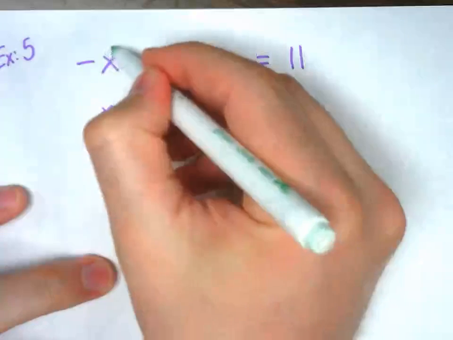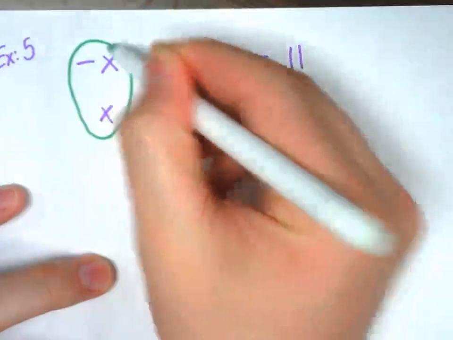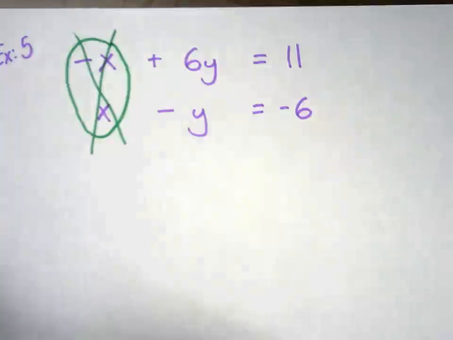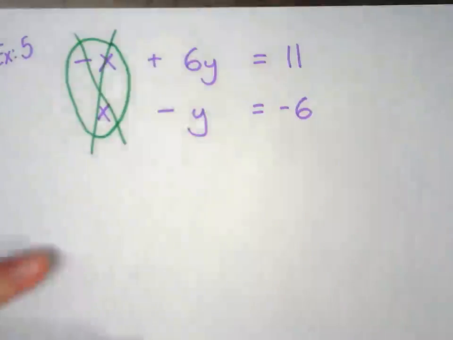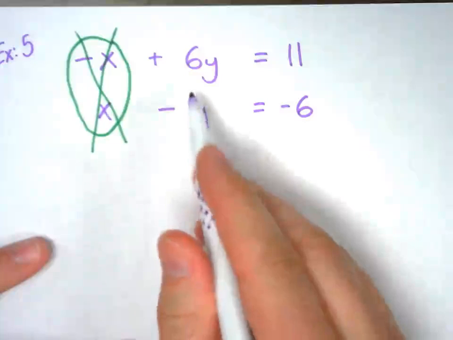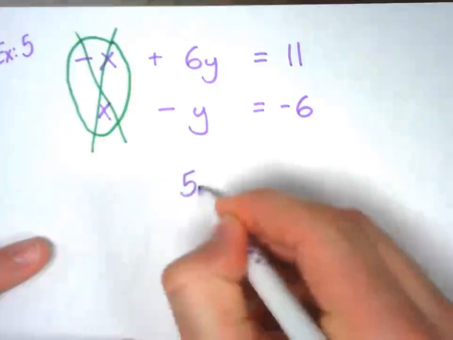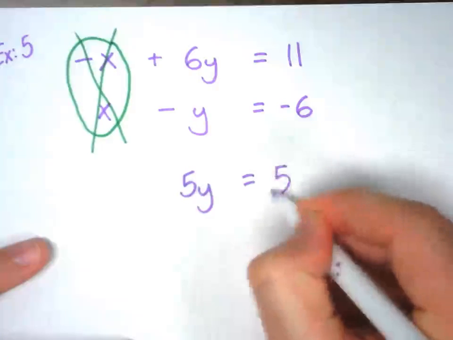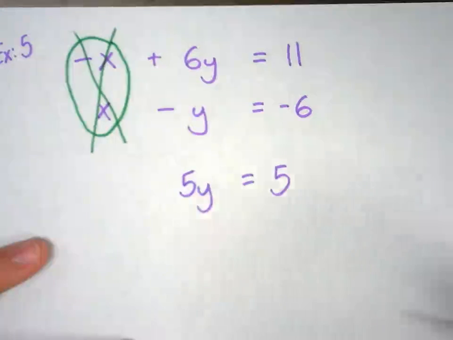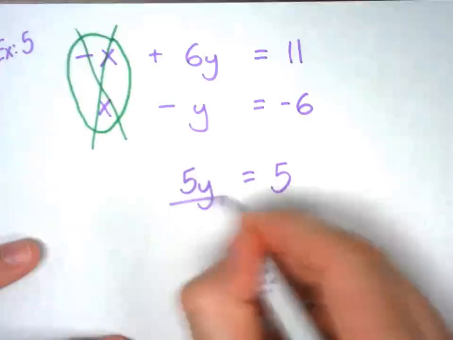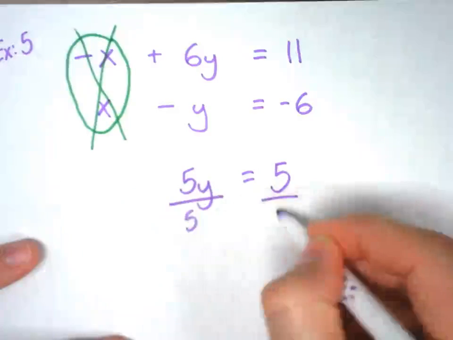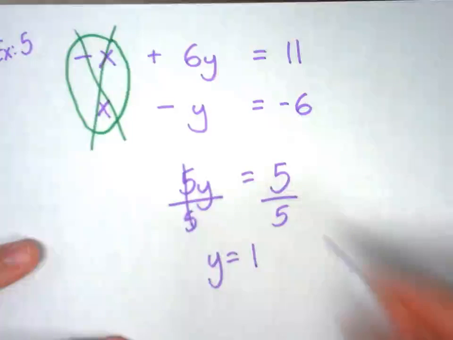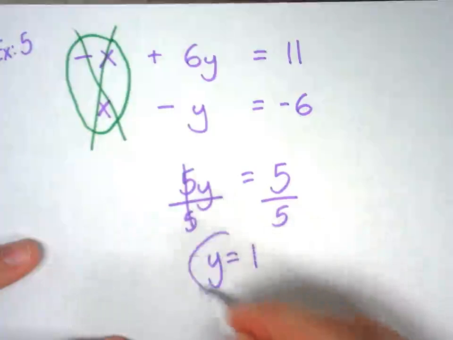So what happens here is this -1 and 1 would actually cancel, and all we do is combine our like terms and bring them down. So 6 minus 1 would be 5y. 11 minus 6 would be 5. And then we just solve for y. So from there, we divide both sides by 5, so y equals 1, because 5 over 5 is 1. So that is part of our answer.